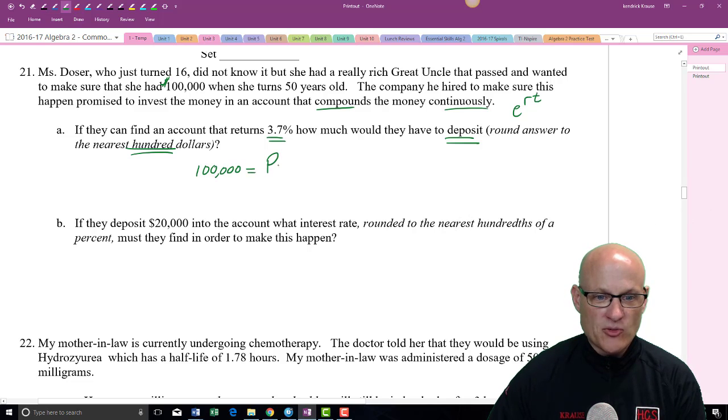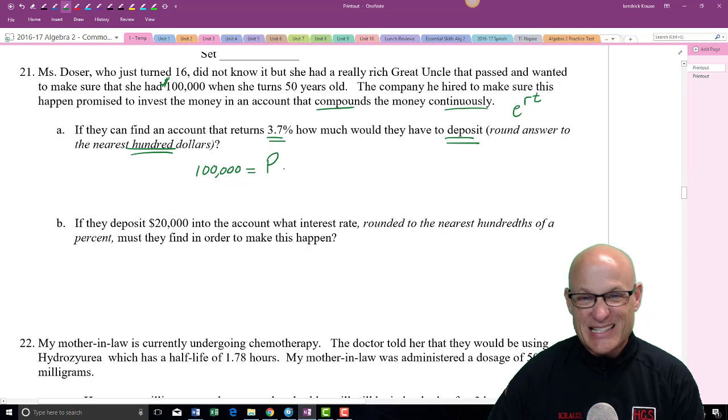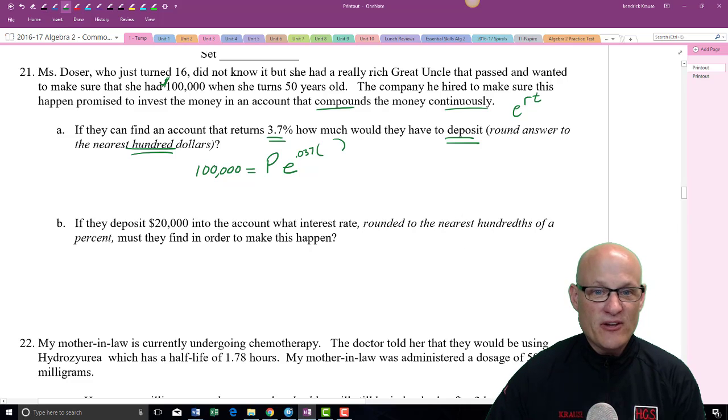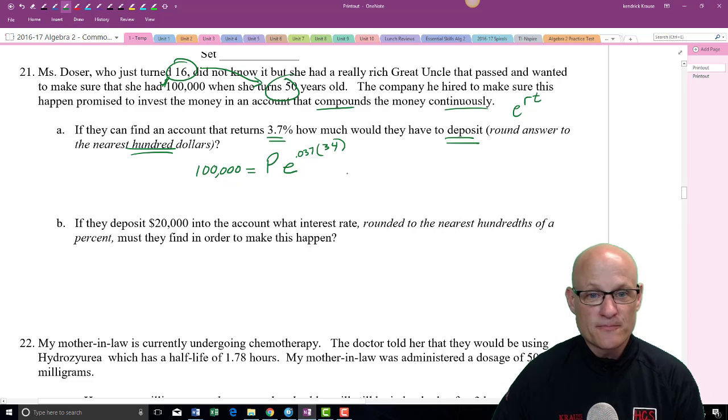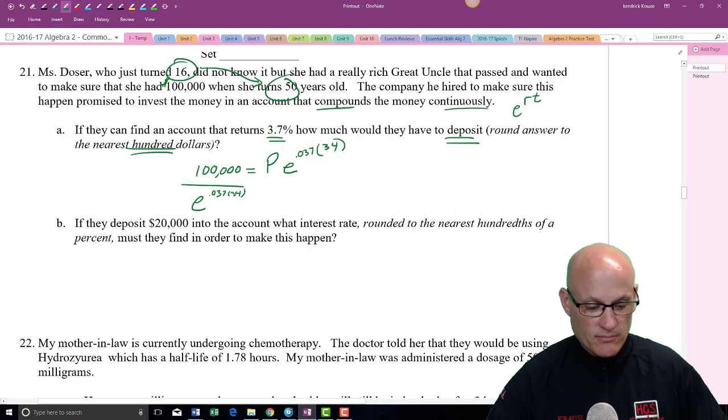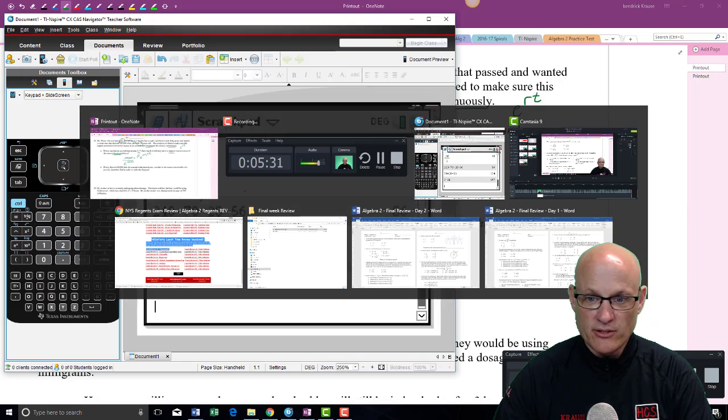We don't know what our principal amount is, but because it's compounding continuously, it's e to the RT. Well, the R is 0.037, and the T, 50. Now, it's not 50 because she's 16, right? It's 34, because it's 34 years. Careful with that one. So all I got to do is solve for P, which really means, since this is just a number, I'm going to divide by e to the 0.037 times 34. So I told you it was an easy question. Didn't believe me, did you?